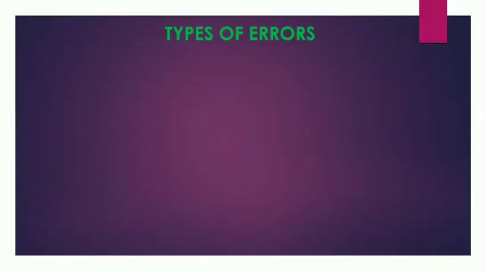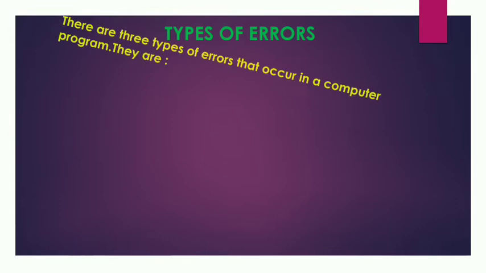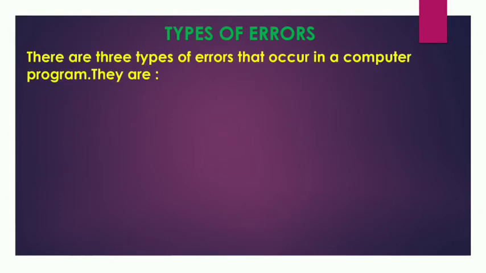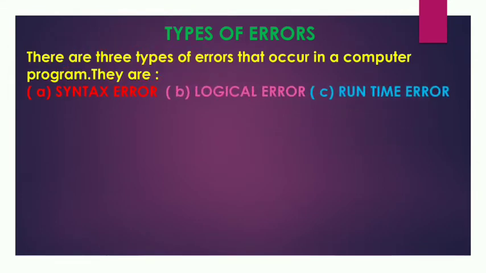Types of errors. There are three types of errors that occur in a computer program. They are syntax error, logical error, and runtime error.